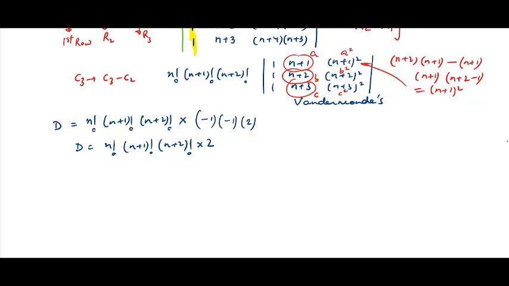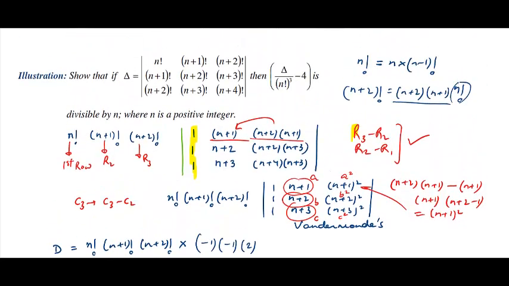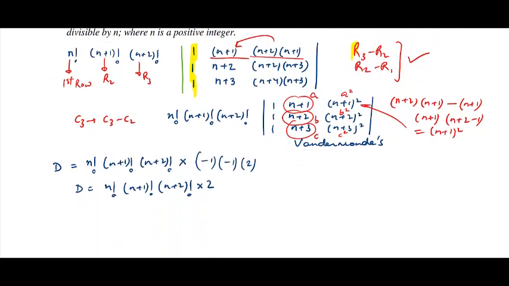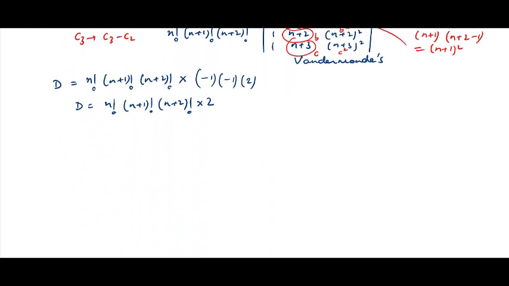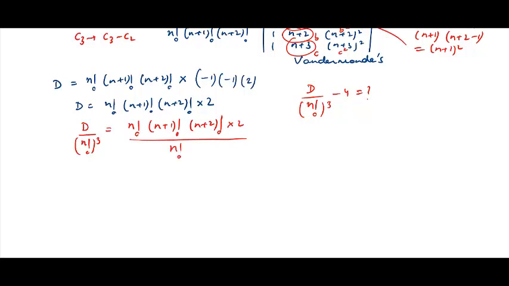Now the question requires us to find the value of delta upon n factorial cube minus 4. So what I require is D upon n factorial cube minus 4. We have to prove that this is divisible by n. For this, let's divide this by n factorial cube on both sides. So we get n factorial, n plus 1 factorial, n plus 2 factorial into 2, divided by n factorial cube on both sides.